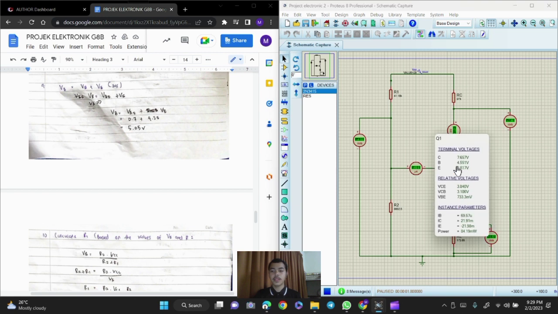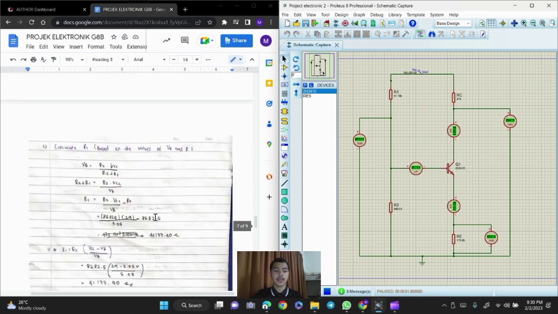Okay, I will start the simulation and pause it to know the value. For IB, I get in the simulation 69.57 microampere. For IC, I get 21.91 milliampere. And finally, for IE, I get from this simulation negative 21.98 milliampere. As we can see, the values in the simulation are slightly different from the values that we get in the calculation above.